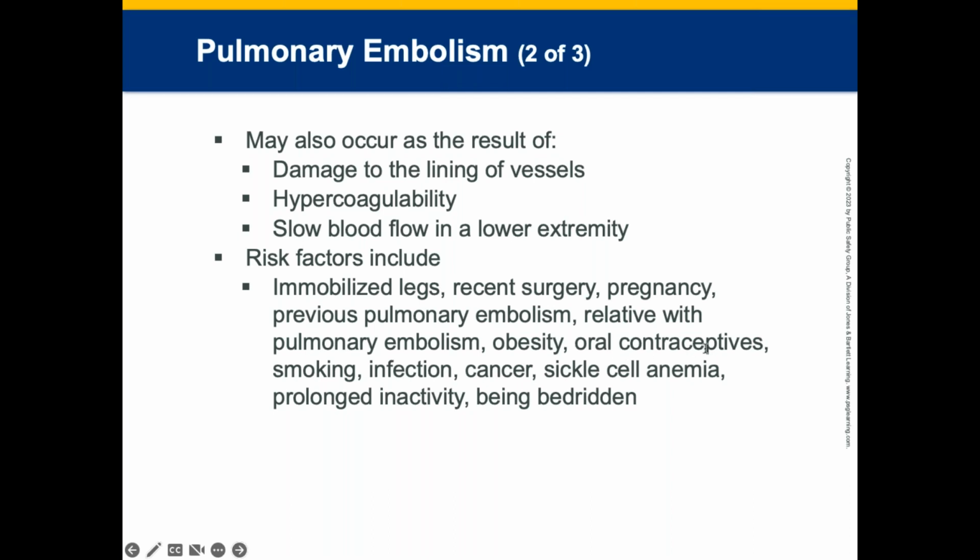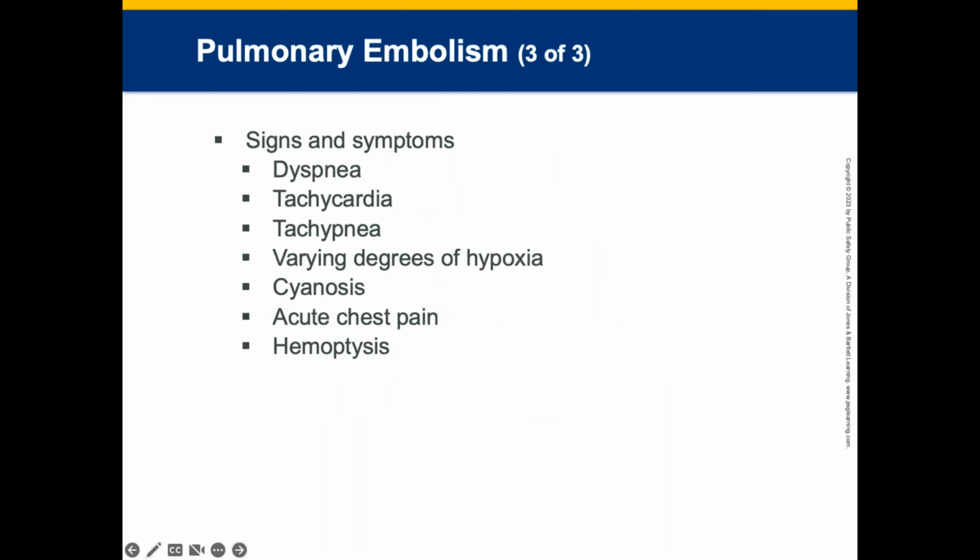Obesity, oral contraceptives, smoking, infection, cancer, sickle cell anemia, prolonged inactivity, patients that are bedridden, right? We want to make sure we pick up on the lifestyle that patients live as well. And then looking at our signs and symptoms, which would be dyspnea, tachycardia, tachypnea, hypoxia, cyanosis, acute chest pain, hemoptysis, so vomiting blood, as well as syncopal episodes, looking like it's anxiety.